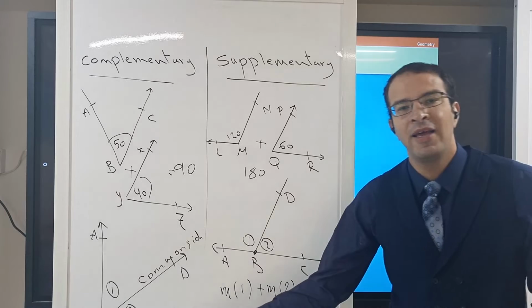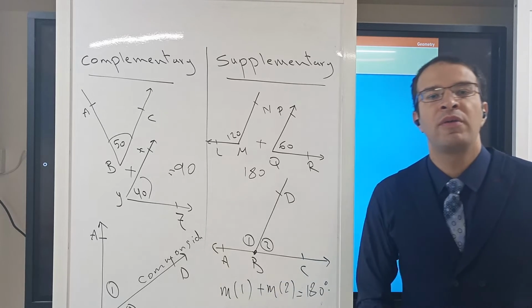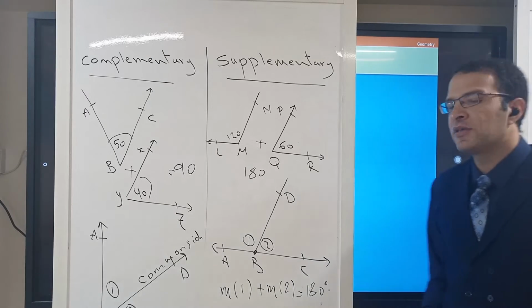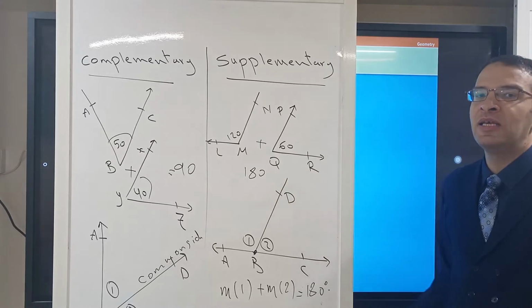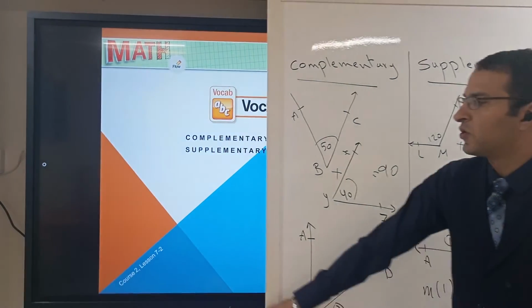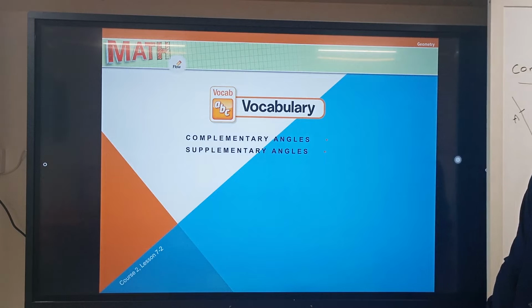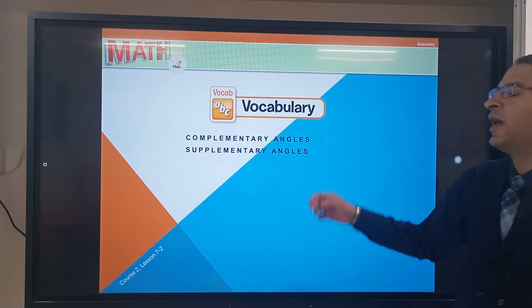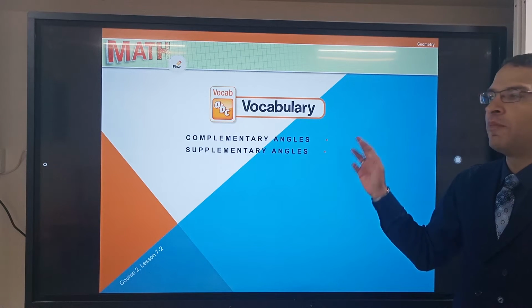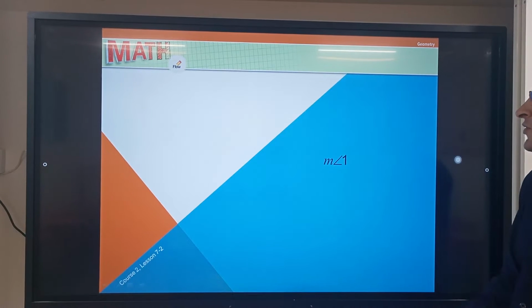So the complementary angles, they are two angles, the sum of them is equal to 90. Here, the sum of the supplementary angles is 180. So our family today will be the complementary angle and the supplementary angle. Again, complementary angles and supplementary angles.